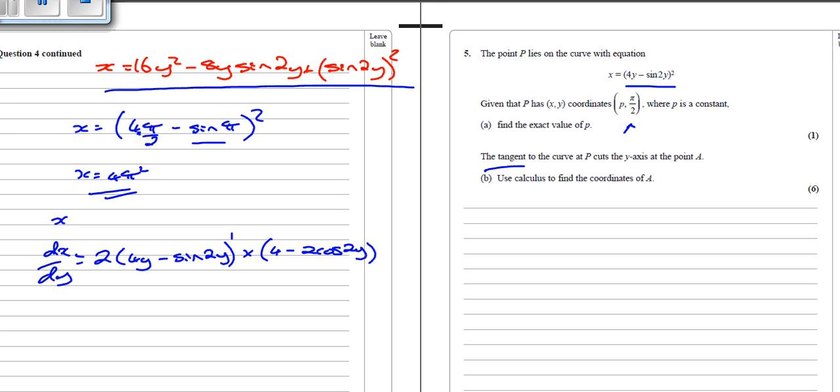So then what we can do is substitute our y value in there, and that's going to give us the value of dx by dy. So dx by dy is going to be 2 lots of 4 times pi over 2 minus sine of pi, times by 4 minus 2 cos of pi.